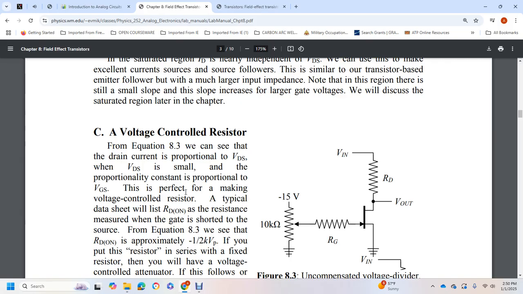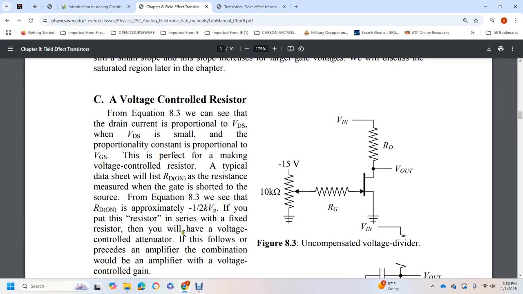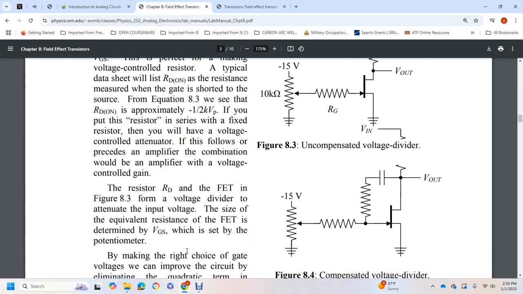A typical data sheet lists the drain-source on resistance measured with the gate shorted to the source. From equation 8.3, we see that the drain-source on resistance is approximately 1.5 kilohms at zero gate voltage, rising toward the pinch-off voltage. You must put this resistor in series with a fixed resistor, and then you have a voltage-controlled attenuator. If this is followed by an op amp, the combination would be an amplifier with voltage-controlled gain.